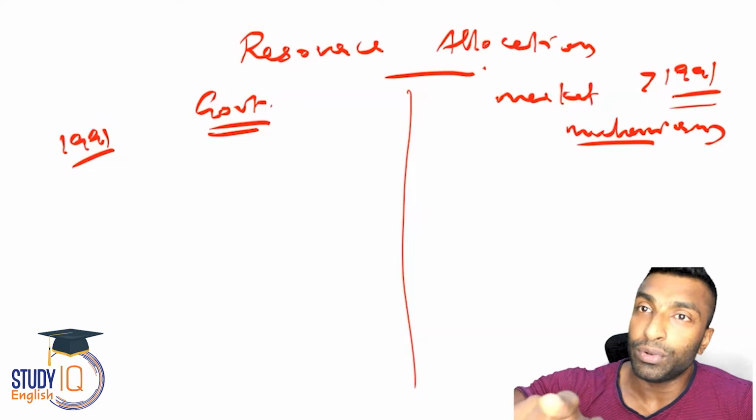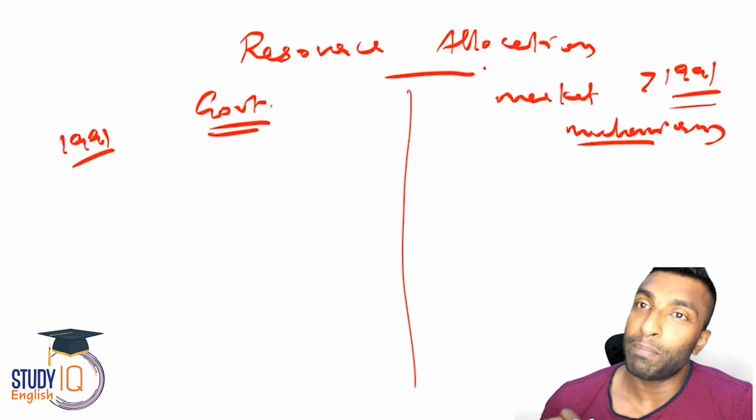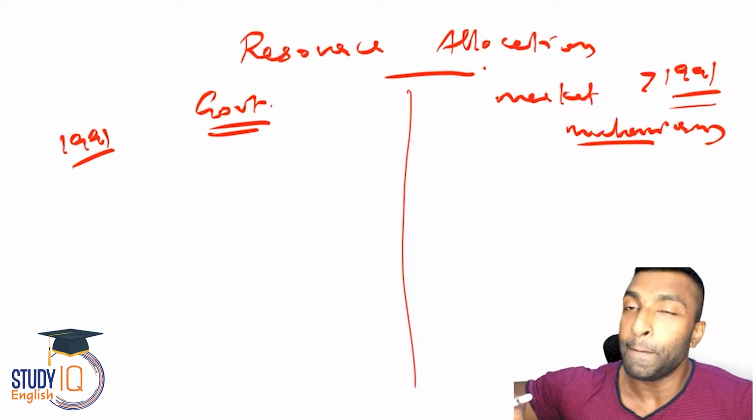So the government has realized that you cannot leave everything to the market. The market won't cater to social justice. The market will produce if there is a demand. I'll be coming to this topic again.